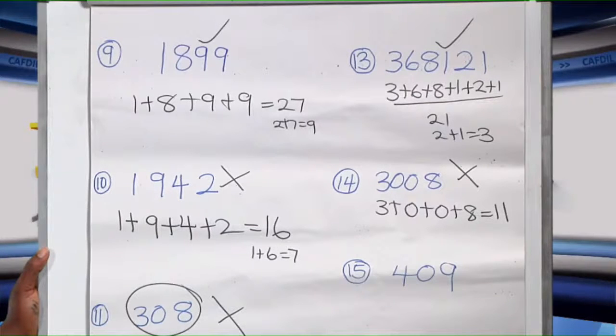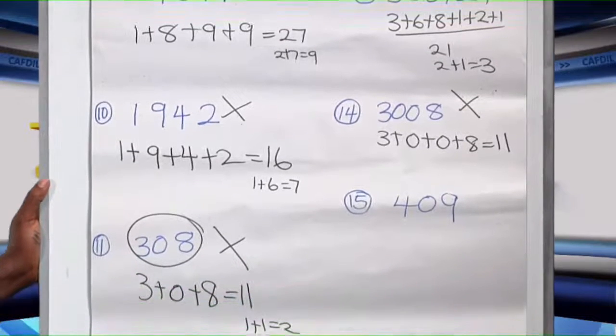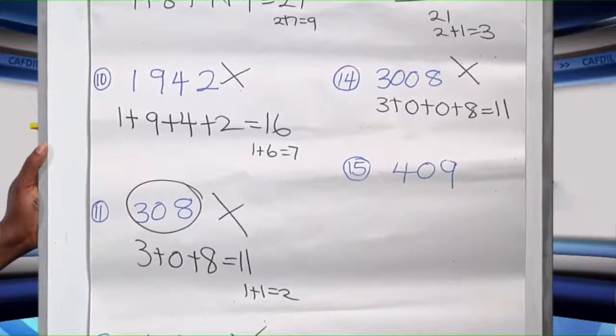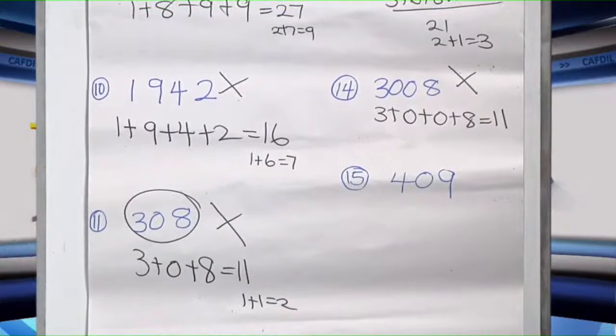Let's check the next one. 409. I know you have really understood it. Check if 409 is divisible by 3. 409, is it divisible by 3? Use the rule.